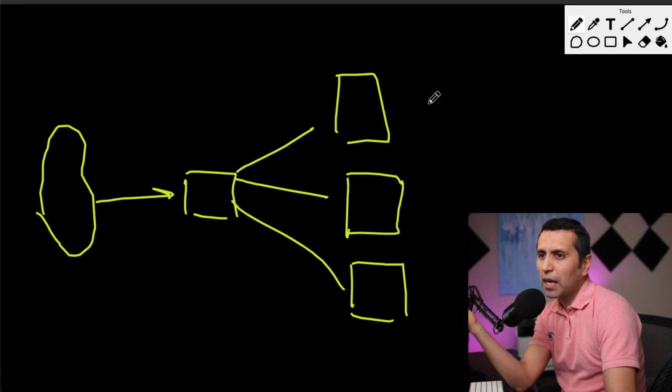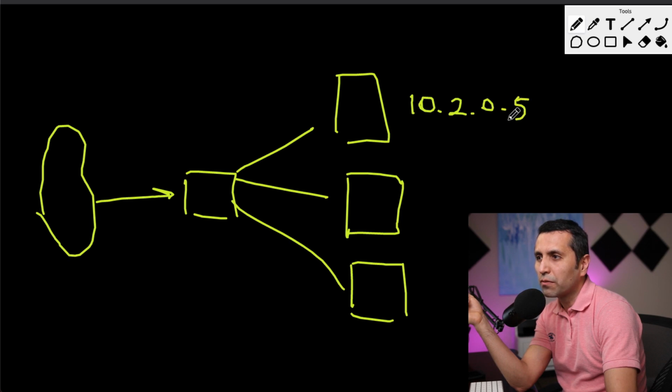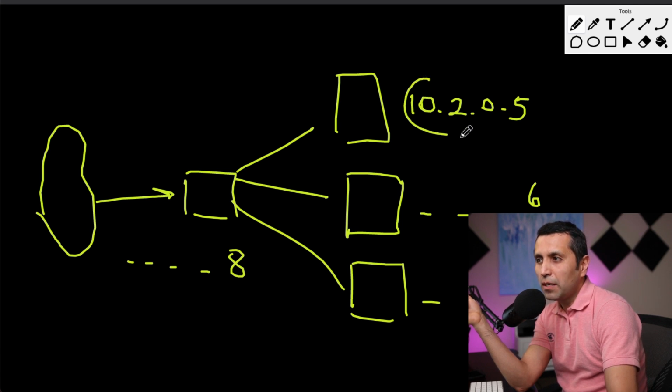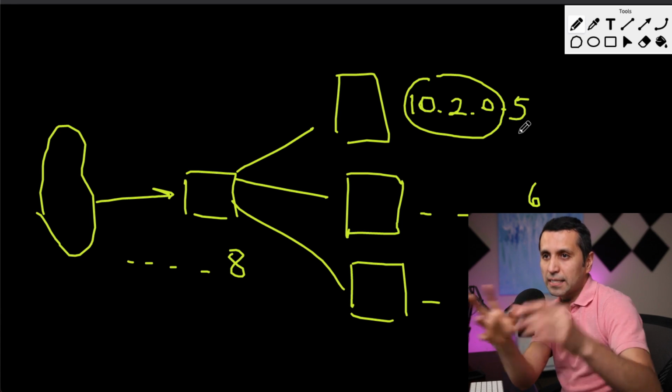Each of them has an IP. It starts from 10.2.0.5. This one was 5, then 6, then 7, and this was the IP ending with 8. But you see that the IPs all start with the same numbers, 10.2.0 and something else.